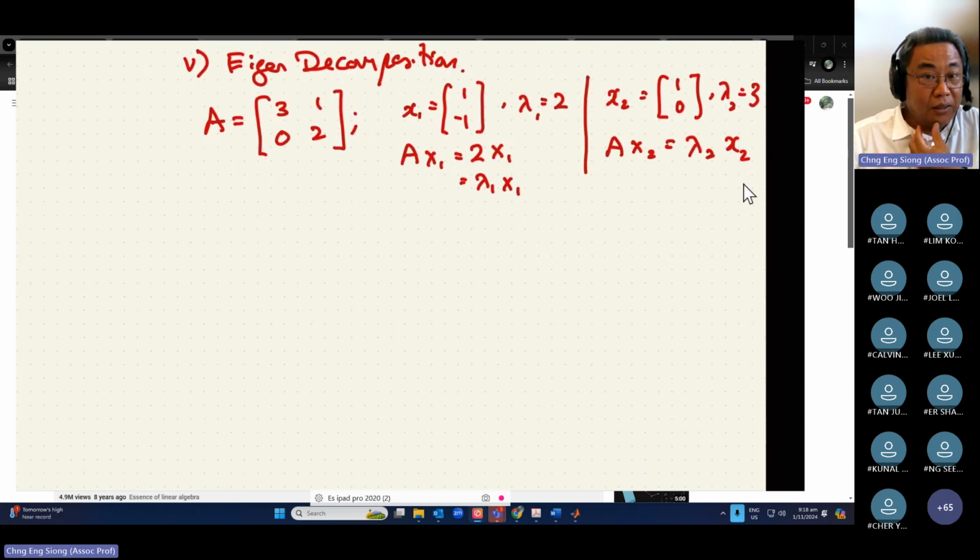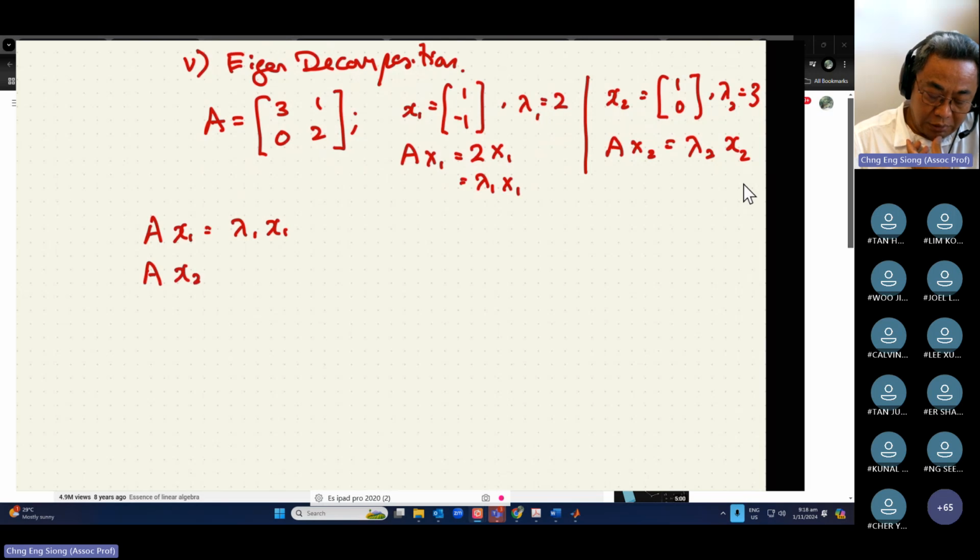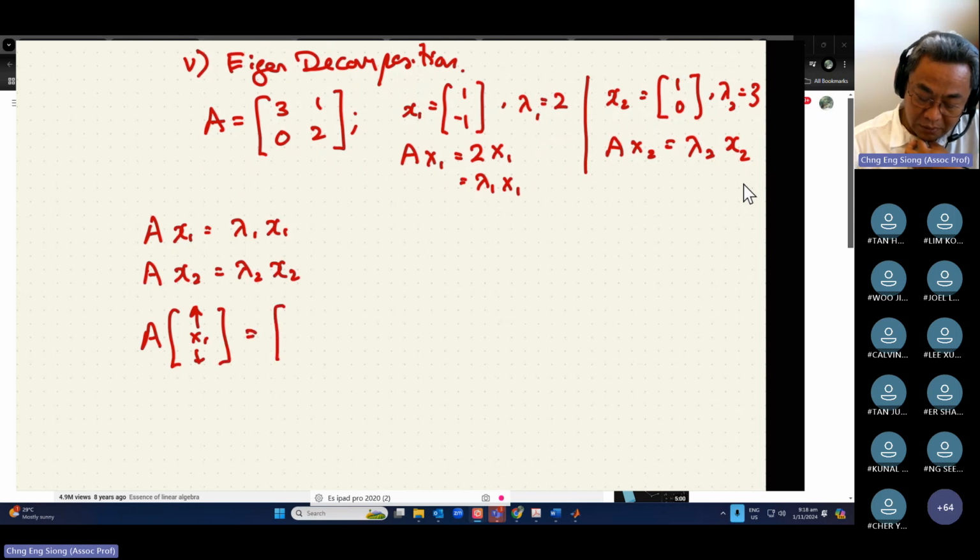Now, okay, don't blink, guys. A x1 equals lambda 1 x1. A x2 equals lambda 2 x2. So far, okay? Then there's no magic here, right? Everything is the same. What about these guys?